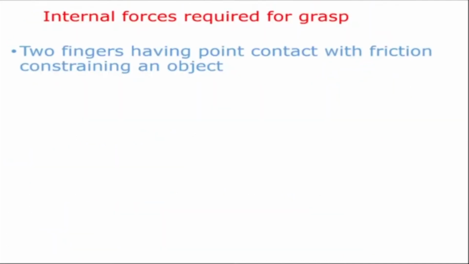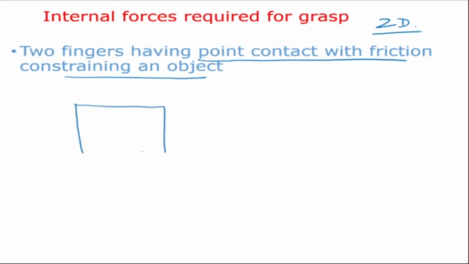Now, in order to understand the concept of internal forces, let us look at a two-finger grasp having point contact with friction, constraining an object. This is in 2D, just to understand the concept of internal force. So we have an object here. I have two fingers with friction, so there is a force here and a force here. These are two fingers having point contact with friction, constraining an object.